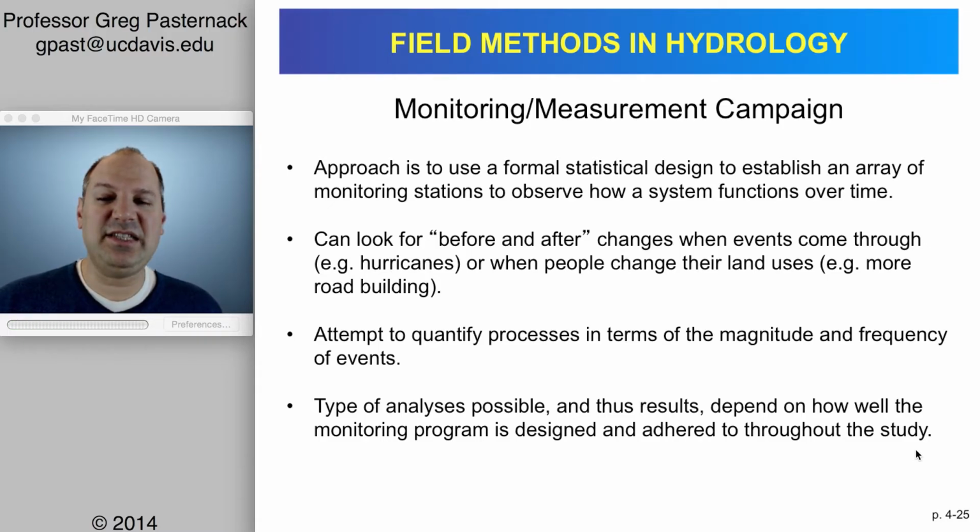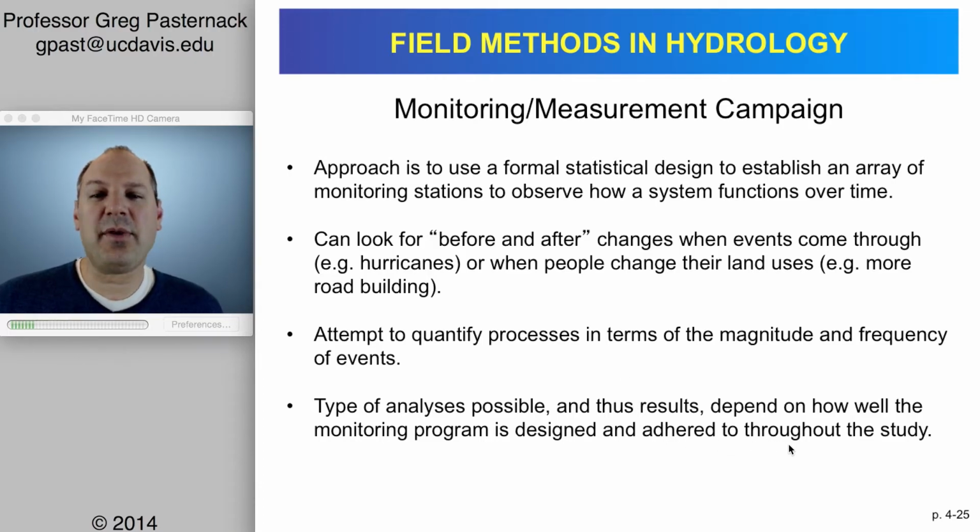Or you might be looking in such detail that, even in a small area, two areas are quite different. Often what we want to do here is quantify the processes that are taking place in terms of the magnitude and frequency of the events. We could also be interested in the duration, the rate of change, or the timing and predictability of those things. So those are all the elements of what we call the natural flow regime, as I mentioned before. There are many types of analyses that are possible. It just depends on having a strong conceptual design, and then most importantly, adhering to that through the study.